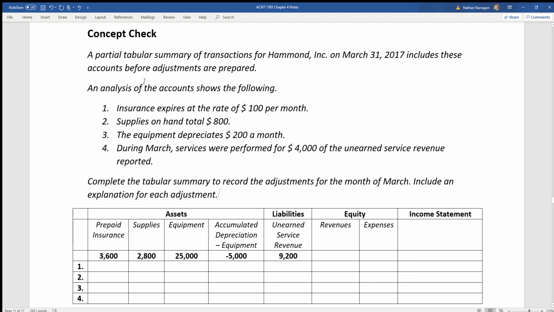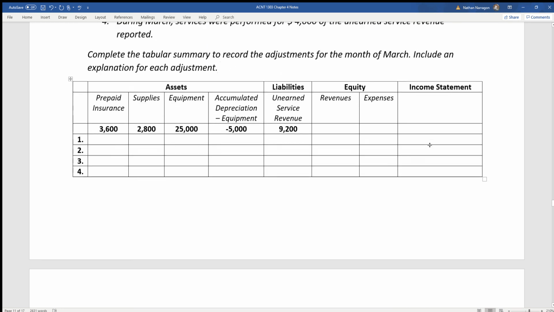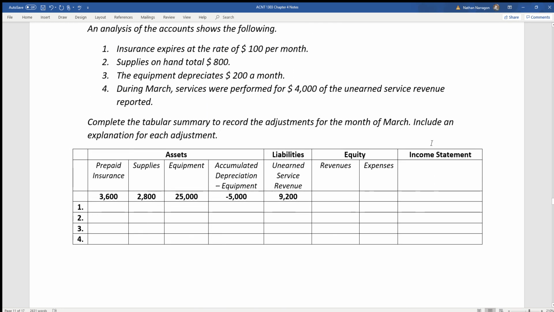But all I want you to do is an analysis of these 4 transactions. Basically, what kind of adjustments are going on. And all you have to do is complete them. And of course, you need to put that explanation of where it falls in the income statement. And that'll be it for this section. I'll see you when I go over this concept check in just a sec.